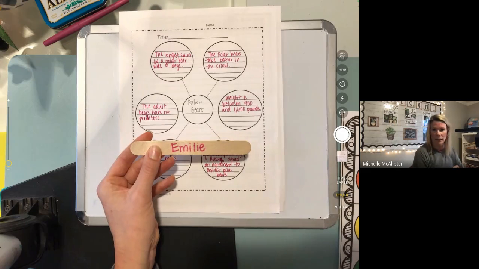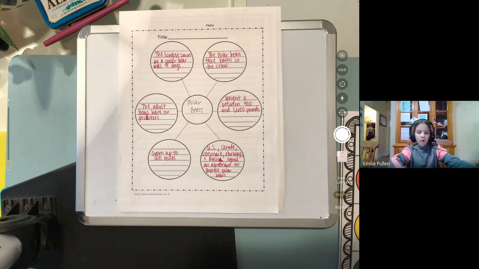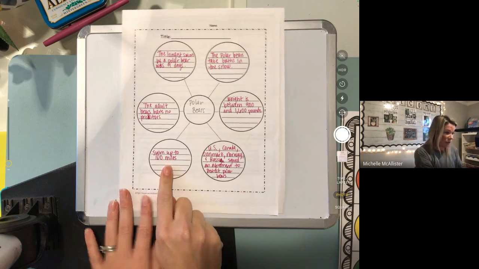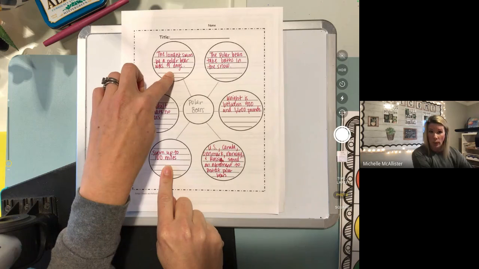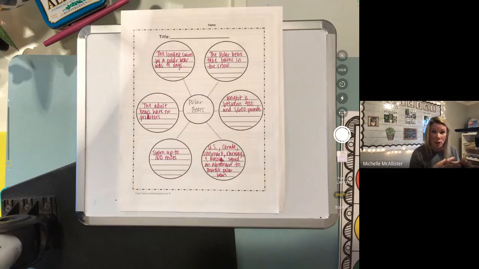Emily, what's the first one I should talk about in my writing? The one that swims up to 100 miles. Okay, so they swim up to 100 miles. And we can also include this fact too, right? That the longest swim by a polar bear was 9 days. Because those 2 go together, right? So we could put those both in that one paragraph.